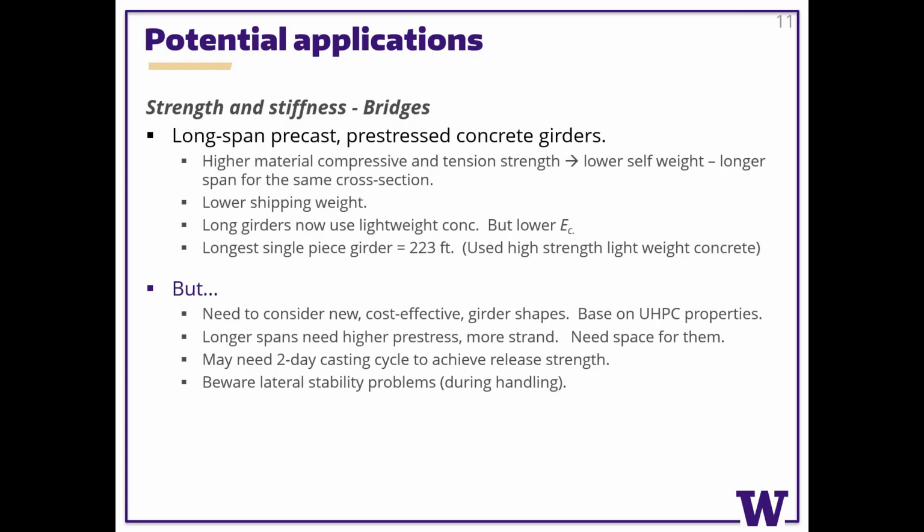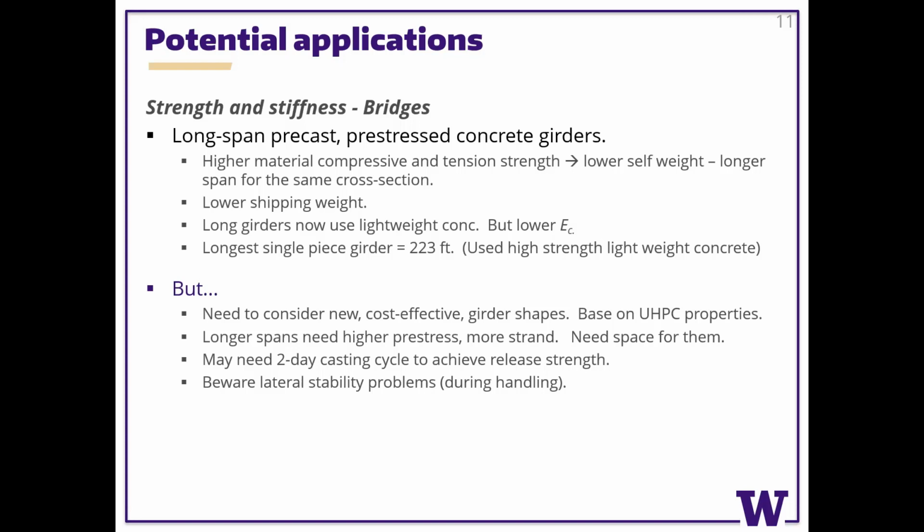The second thing is that if you go to longer spans, you probably need higher pre-stress. More pre-stress means either stronger strand, which we don't yet have, or you need more strands. So you've got to have space for those, and therefore the bottom flange of the girder probably would have to be still quite big.